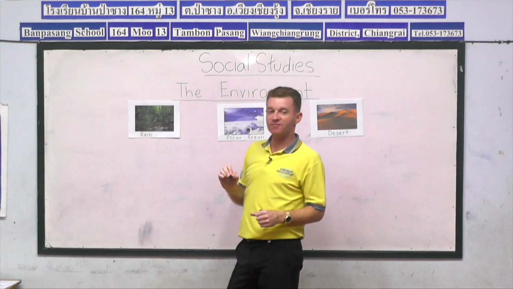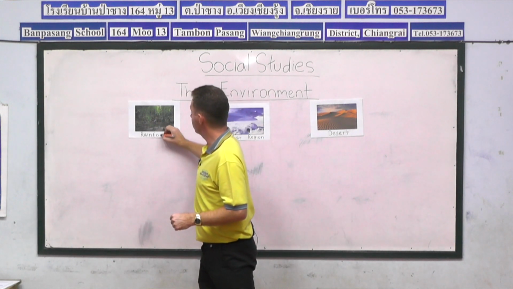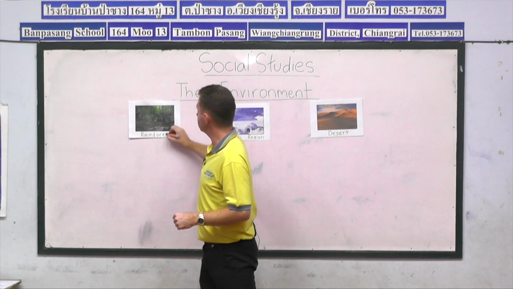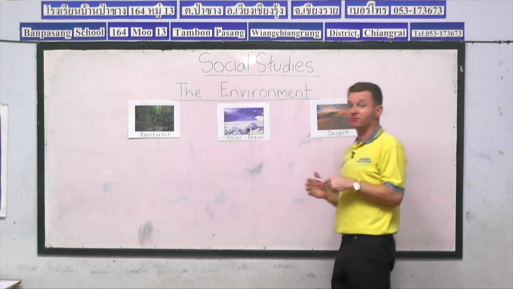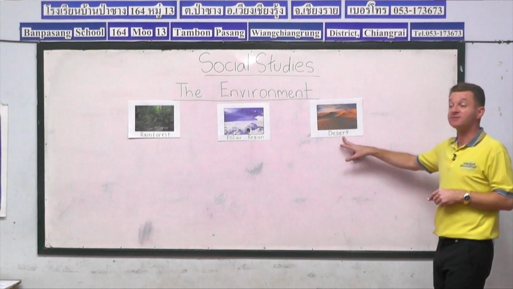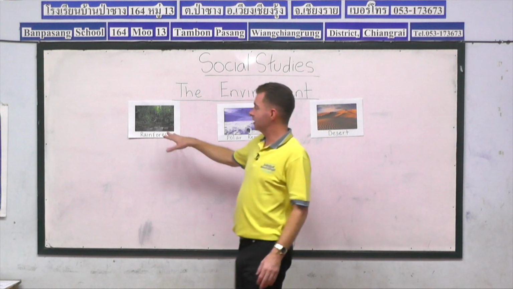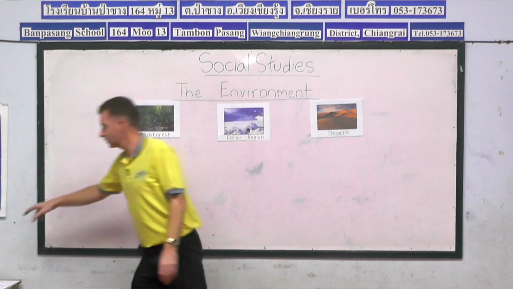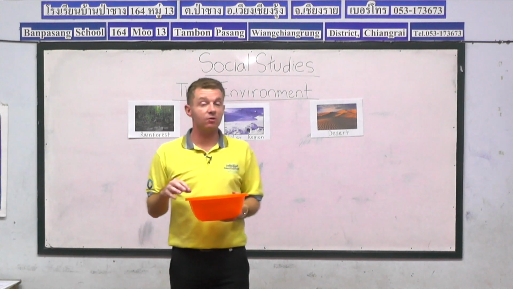R-A-I-N. And forest, F-O-R-E-S-T. So our three types of natural environments: desert, polar region, rainforests. And what we've got now, we've got lots of vocabulary cut into individual cards.